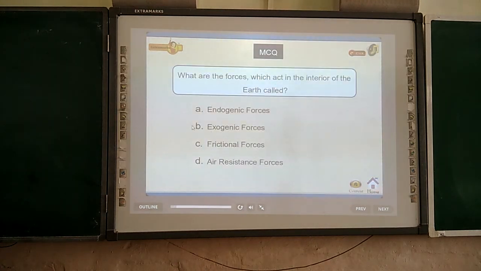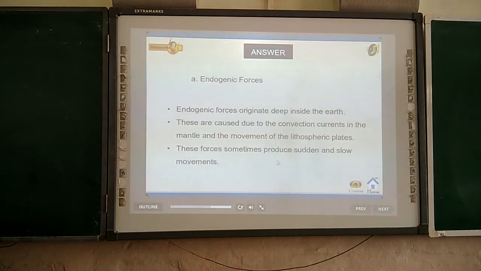Test yourself. What are the forces which act in the interior of the earth? The options are A. Endogenic forces, B. Exogenic forces, C. Frictional forces, or D. Air resistance forces. The answer is A. Endogenic forces. Explanation. Endogenic forces originate deep inside the earth. These are caused due to the convection currents in the mantle and the movement of the lithospheric plates. These forces sometimes produce sudden and slow movements.